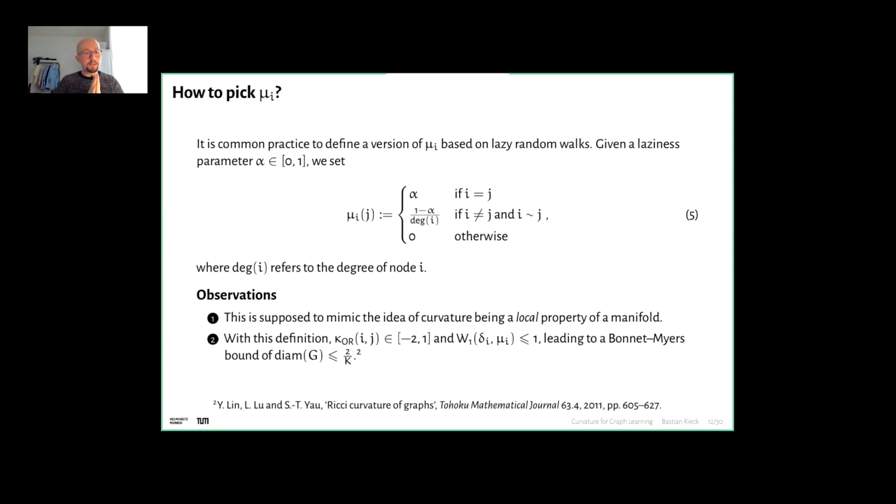Interestingly, and this is due to Lin and colleagues, with this definition we can see that, first of all, this Ollivier-Ricci curvature is nicely bounded between -2 and 1, and we get a Bonnet-Myers type bound of the form that the diameter is less than or equal to 2 divided by the curvature, in the positive curvature realm, if we have a positive curvature bounded from below.